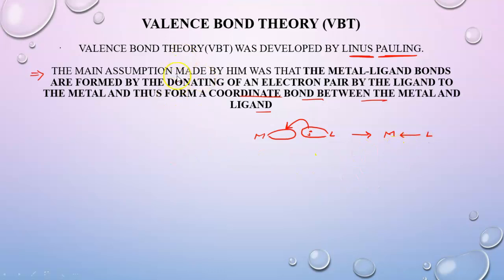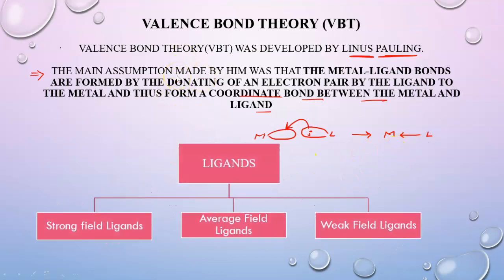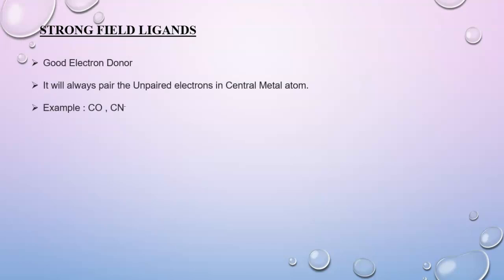Correct. So proceeding further, we have categorized ligands into three parts. First is your strong field ligand, second is your average field ligand, and third will be weak field ligand. So let's take up each of them one by one. First, we will talk about strong field ligand. They are actually very good electron donors, and they will pair the unpaired electrons in your central metal atom.